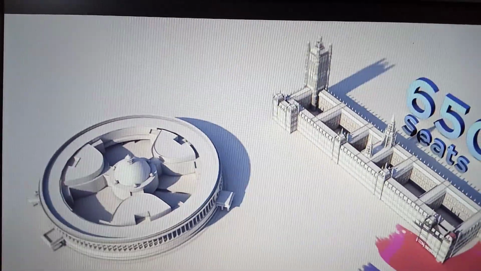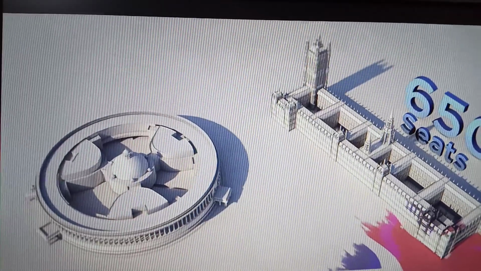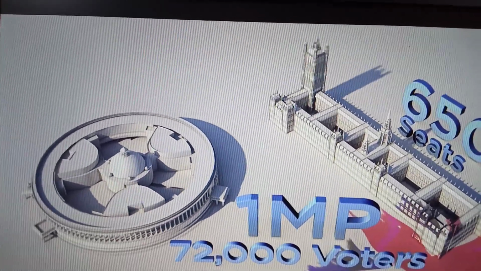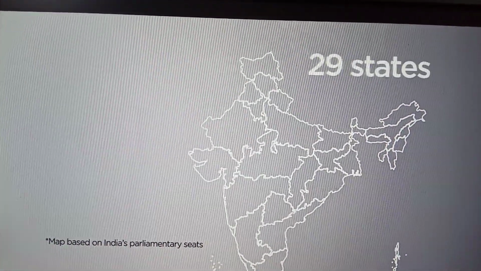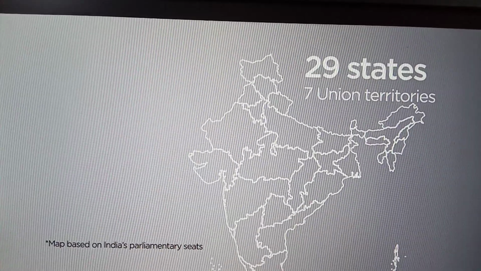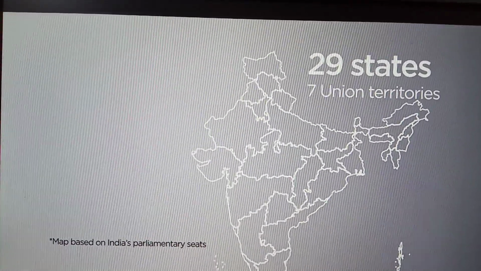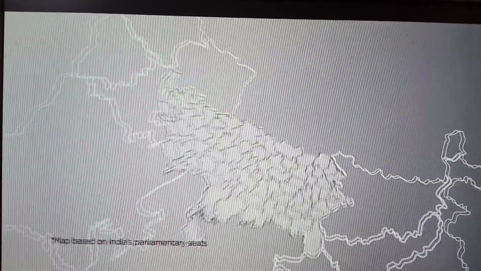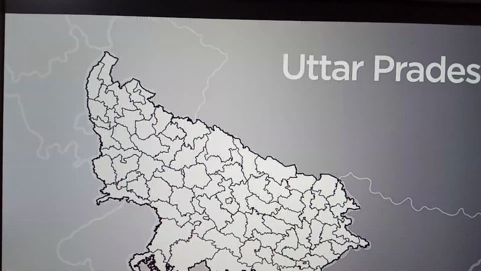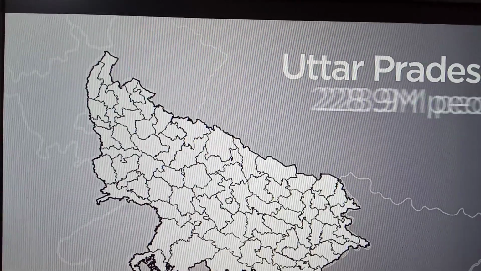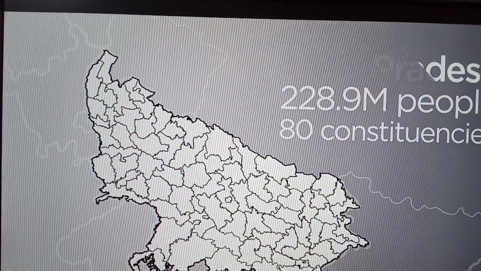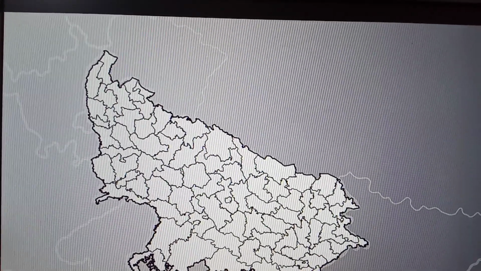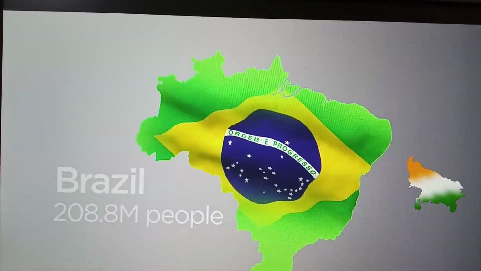Compare that to the much smaller population in the UK, which has 650 seats in parliament, meaning each MP represents about 72,000 registered voters. We'll be using this map, which shows where voting takes place in India's 29 states and 7 union territories. The constituencies are based on how populated the region is. The bigger the state, the more seats it has. For example, Uttar Pradesh, India's most populated state with 228.9 million people, has 80 constituencies. In fact, UP has an even higher population than all of Brazil.